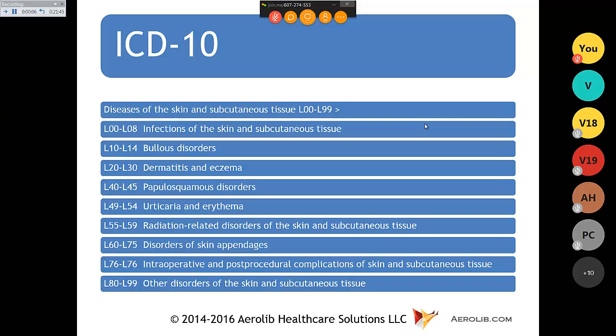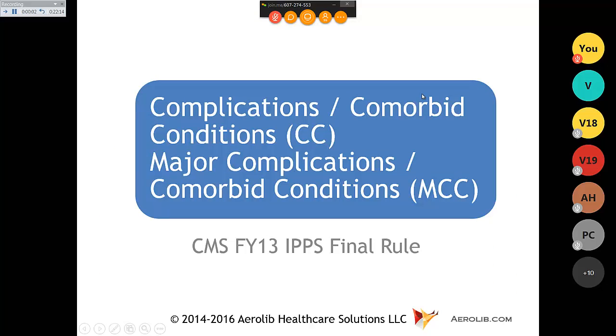And so this is the L series, right from 00 to 99. They talk about skin and soft tissues, bullous disorders, dermatitis, eczema, papillosquamous, urticaria, radiation-related disorders of skin appendages, and intraoperative or post-procedural complications. And then the last 20 are the other disorders. So they have categorized them into what seems like a logical classification. And ICD-10 again is specificity. They want you to be as specific as possible, right up to the 7th digit, if it's possible.